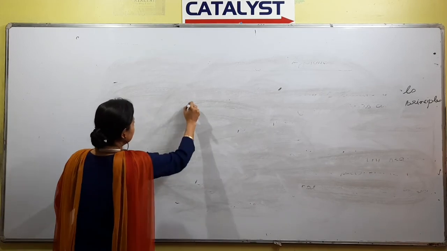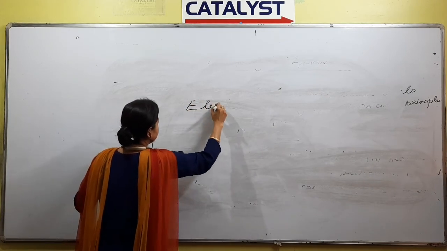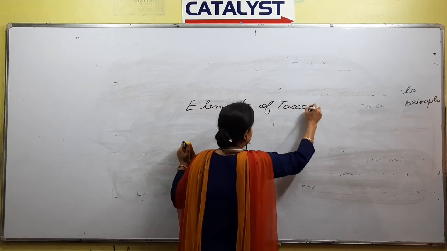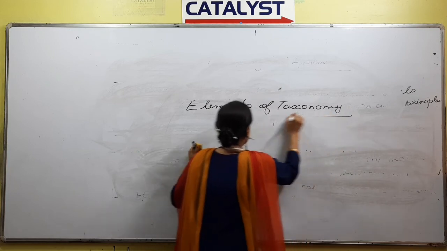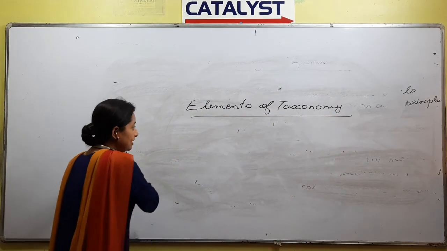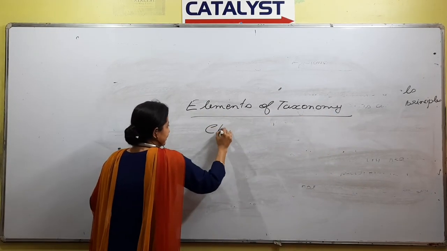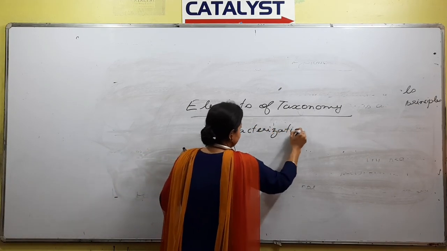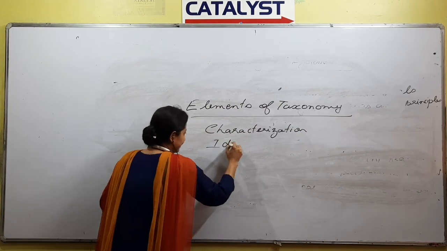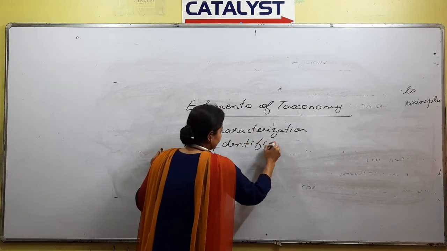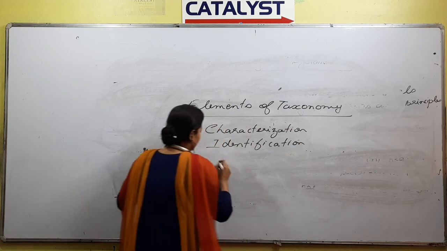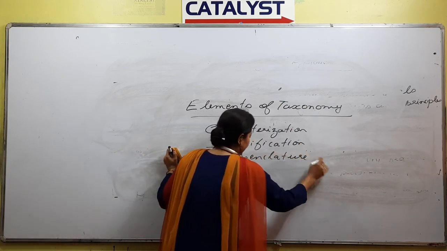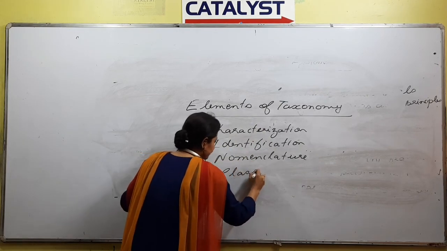Next, we have elements of taxonomy. So, what are the elements of taxonomy? Characterization, identification, nomenclature, and classification.